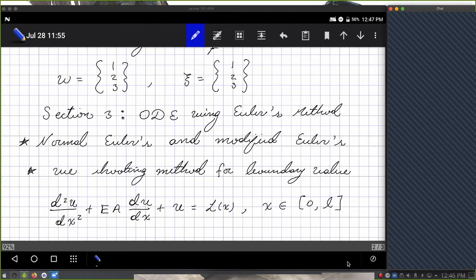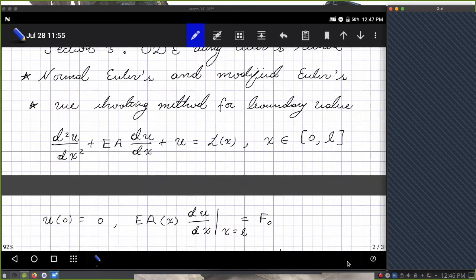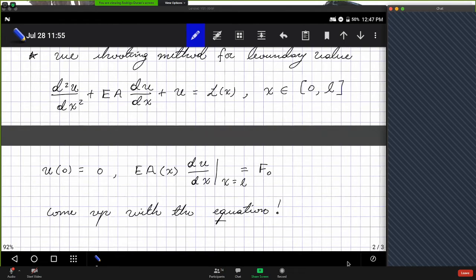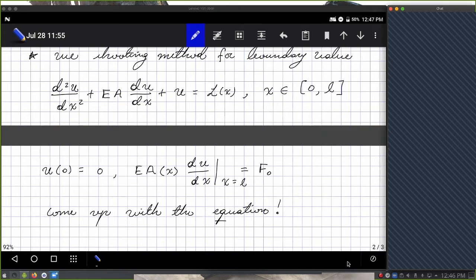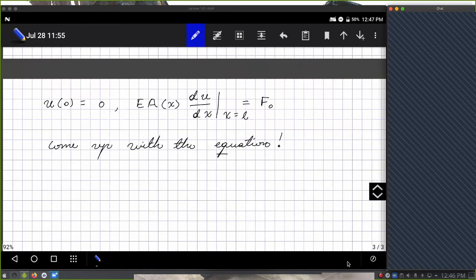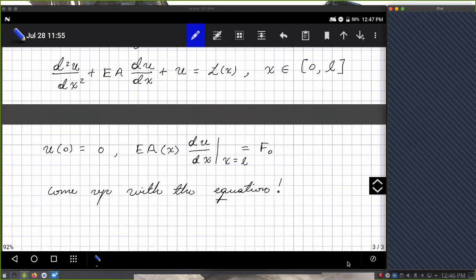The shooting method for boundary value problems is only one question, if I remember correctly. It's a question similar to this. It's not necessarily this, but it could be any type of second order problem. It could be a vibration problem. I think this one is a deformation of a beam, and they will give you the differential equation with some boundary conditions, and they just ask you to come up with the equation that represents this system, and that's it. That will be everything for the final exam.